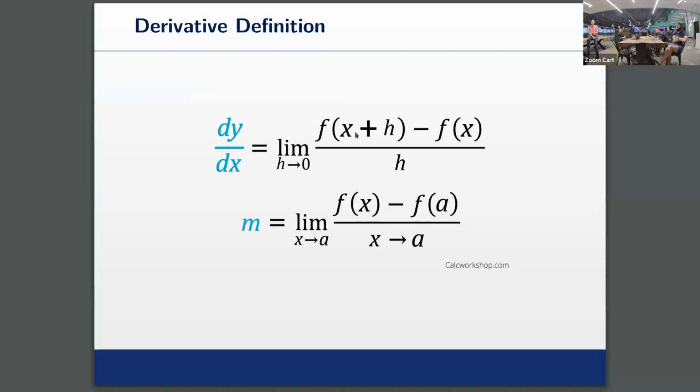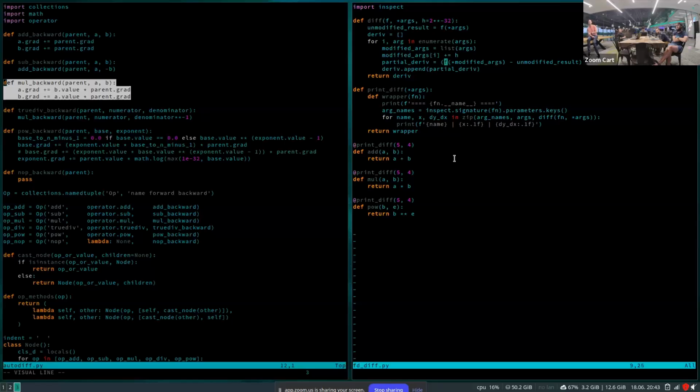So the derivative definition, right? F of X plus H minus F of X over H. This is F of X plus H, the modified args, minus the unmodified result, which we've already calculated ahead of time, F of args. And then that lets us calculate the partial derivative, because we also divide by H down here at the end. So this is the finite differences formula right here.